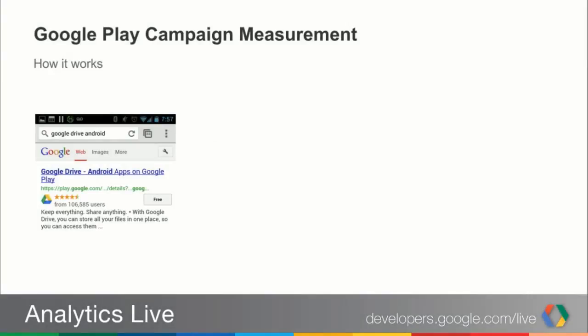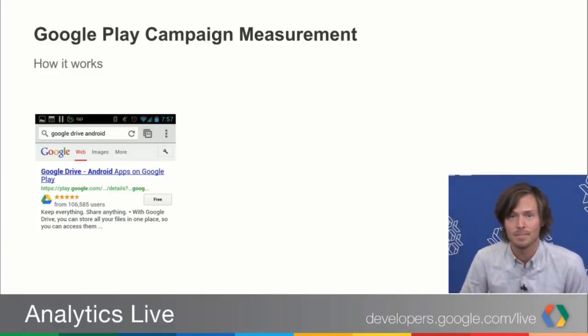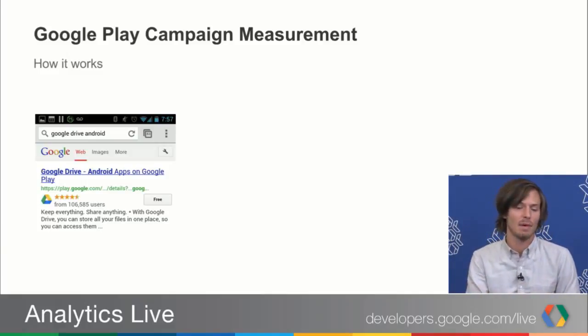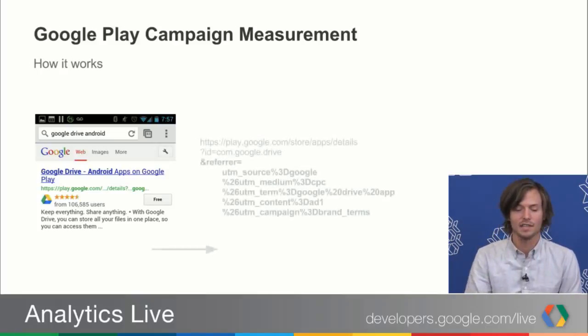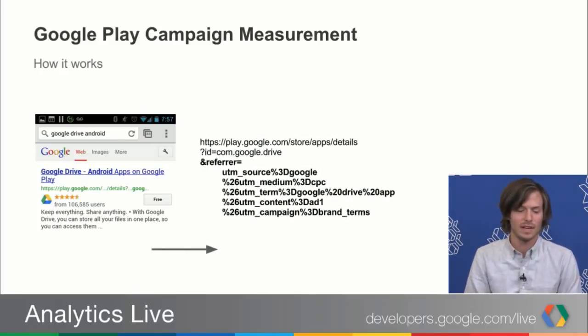Cool. So now we've covered a little bit about how campaigns work in Universal Analytics in general and what that's going to mean for Android. I'm going to show you a little bit about how Google Play campaign measurement works. It's actually pretty simple.